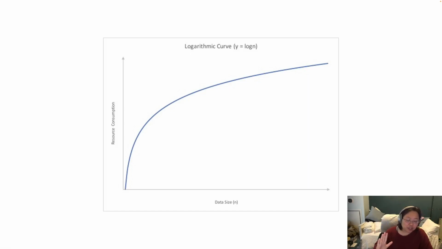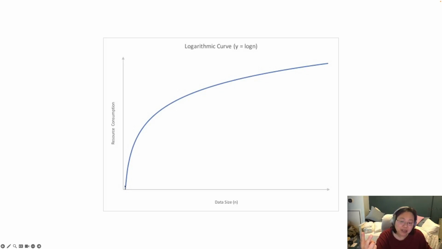This next one is a logarithmic curve. You see how this curve starts off looking pretty steep, and then it bends and becomes more flat. It's very steep at the beginning, and then as it goes on, it flattens out. It gets flatter and flatter and flatter. This particular curve is called the logarithmic curve. What happens here is that the curve has to use an extra unit of resource for every doubling of the data.